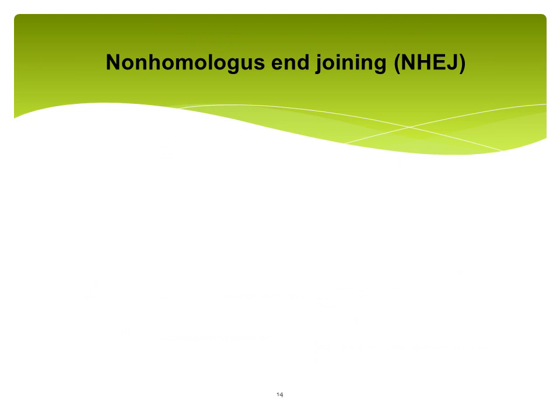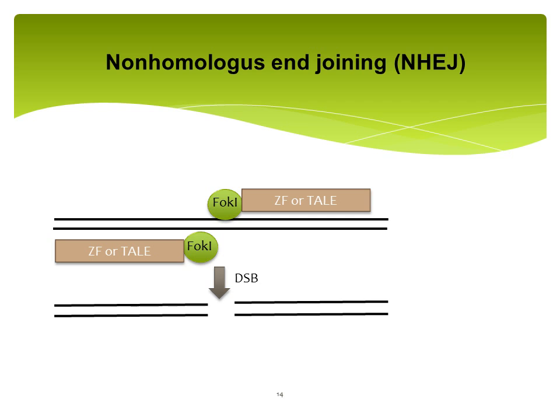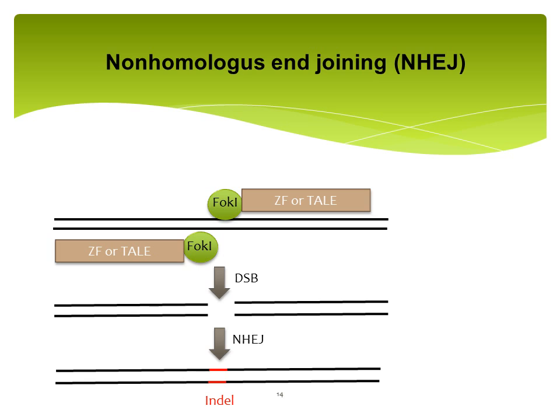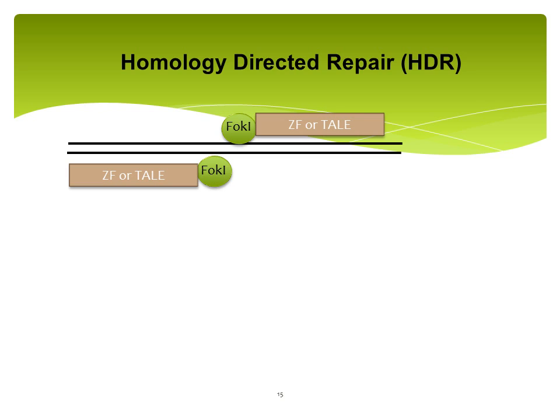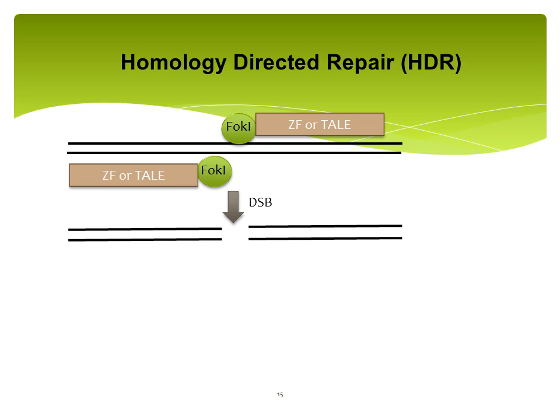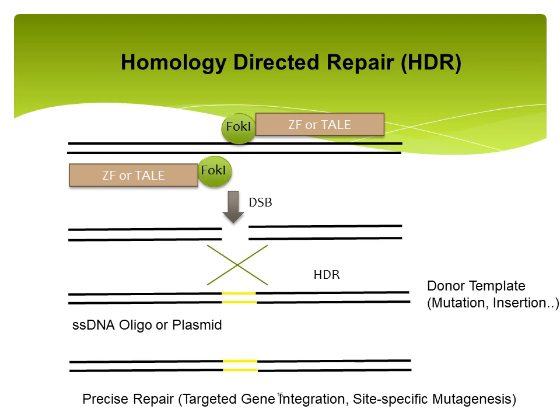FokI-induced double-strand breaks may lead to either non-homologous end joining or homologous recombination. Non-homologous end joining is more common and usually causes insertion-deletion mutations, which eventually lead to gene disruption. Homology-directed repair, or homologous recombination, occurs when a donor sequence is present. This process leads to precise manipulation of DNA, such as targeted gene integration or site-specific mutagenesis.